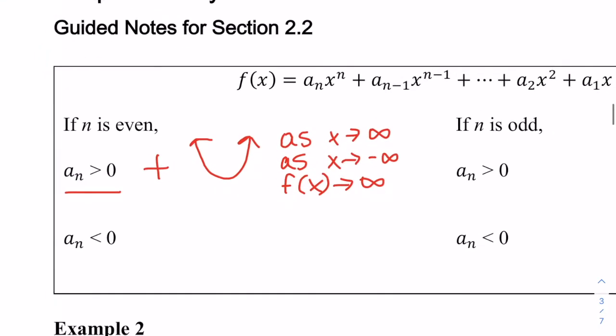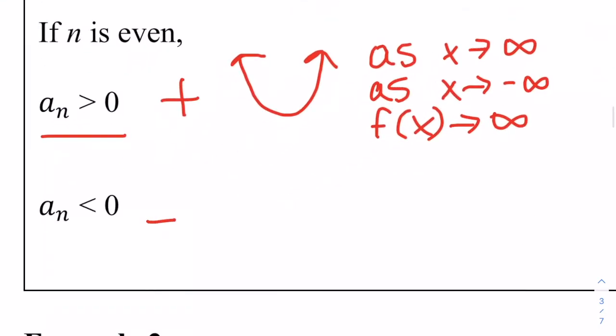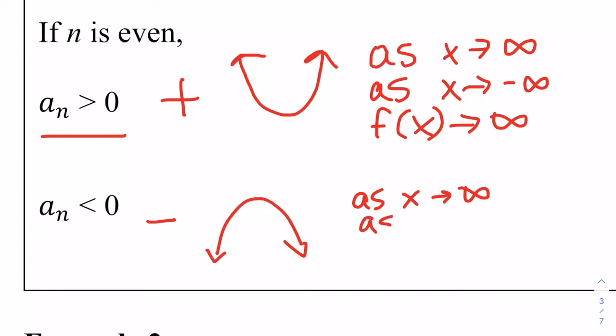When this is negative, and you have a maximum, as x approaches infinity, and as x approaches negative infinity, f of x will be approaching negative infinity.